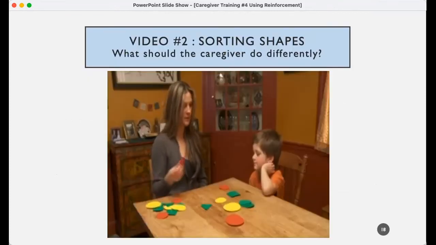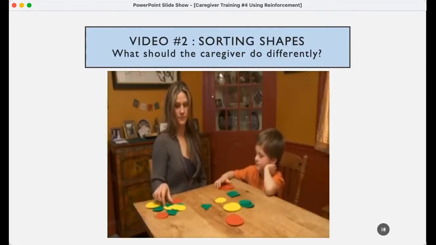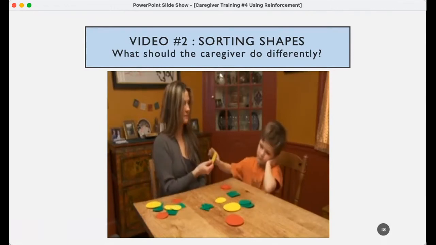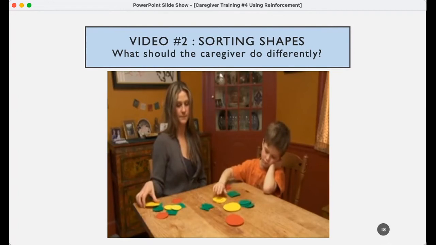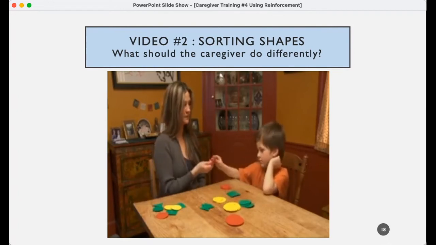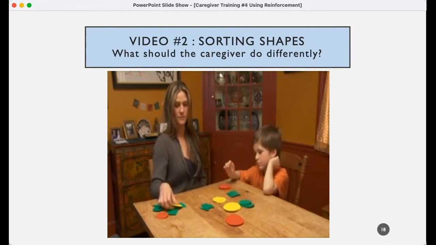Where does this one go? This one? This one. Where does this one go? This. This one.